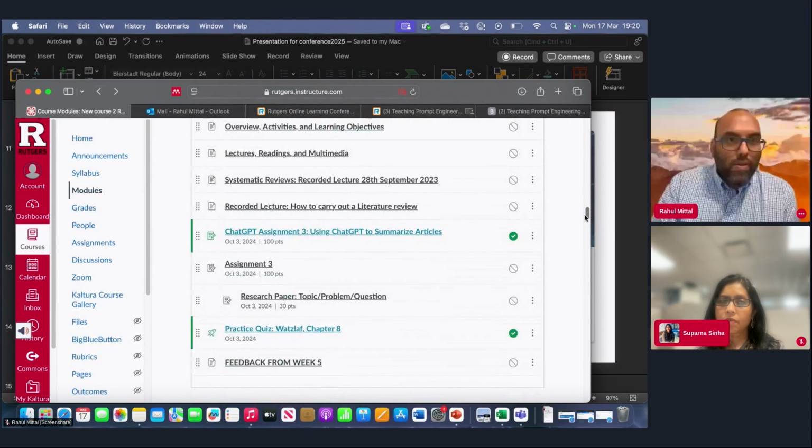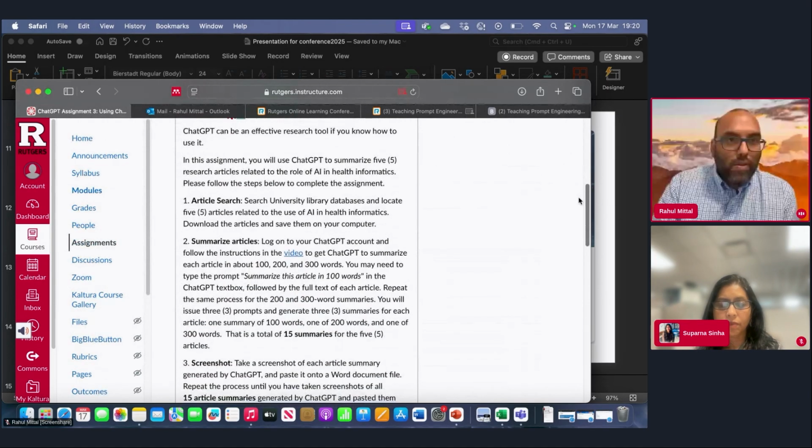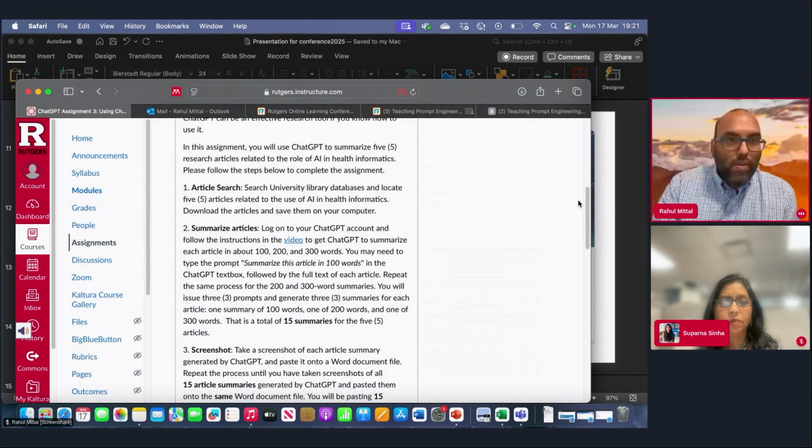We also encourage them to summarize articles to help them go through the literature they were searching. At the same time, we made sure that they were working with the library staff to find articles relevant to their research question. And then we were teaching how to summarize them and extract information that was relevant to their research question.